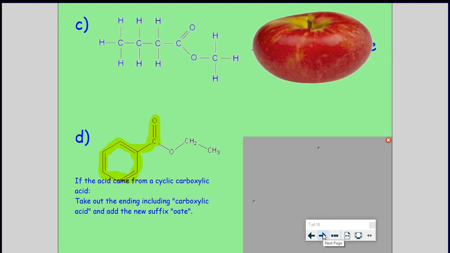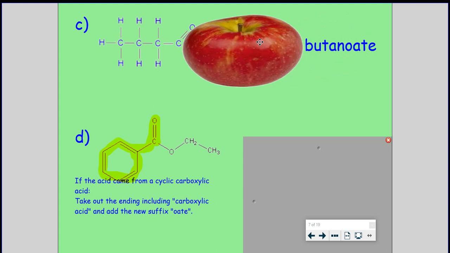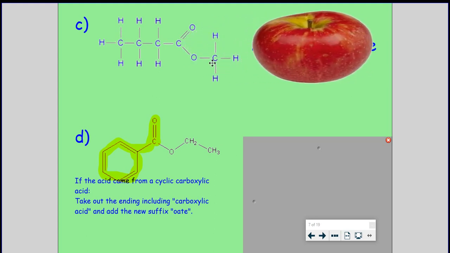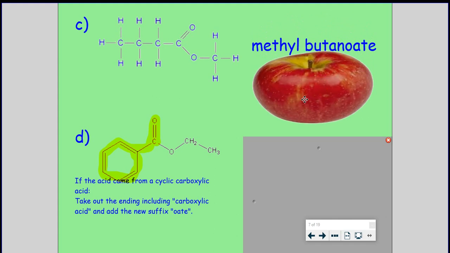Continue with a few more examples. There's an apple here for a reason. This particular ester gives you an apple scent. We've identified that we have 1, 2, 3, 4 carbons off of what used to be the carboxylic acid component. With 4 carbons, it used to be butanoic acid. Changing the ending of butanoic acid, I'm going to work backwards here, we get butanoate. Now uncovering that alcohol component, it's just a single carbon, which would mean methanol. Take out the -ol, add -yl, put it together, and we get methyl butanoate.